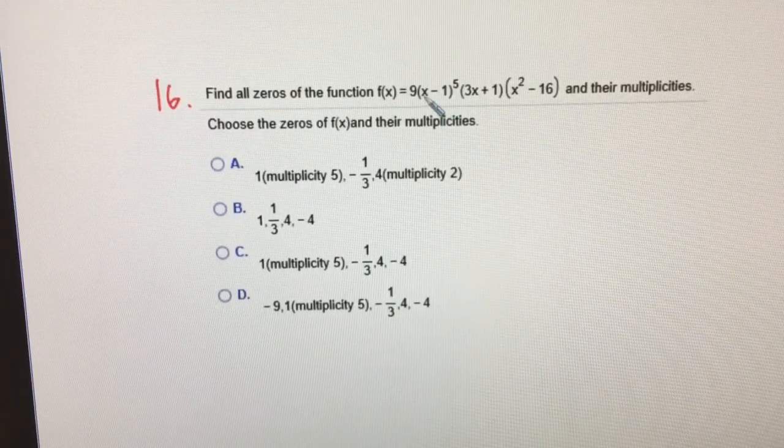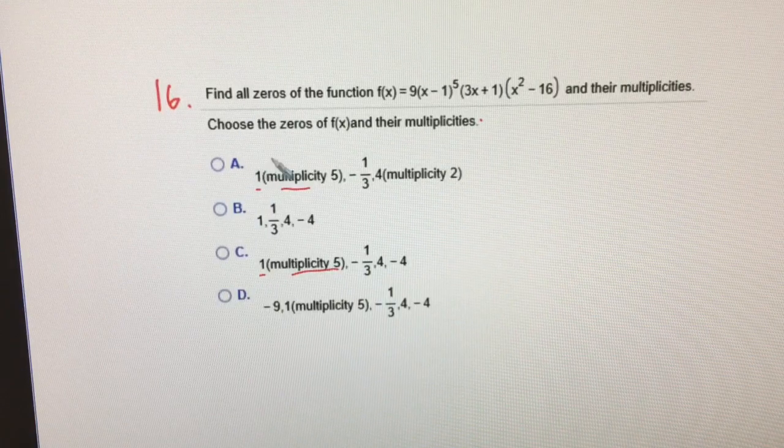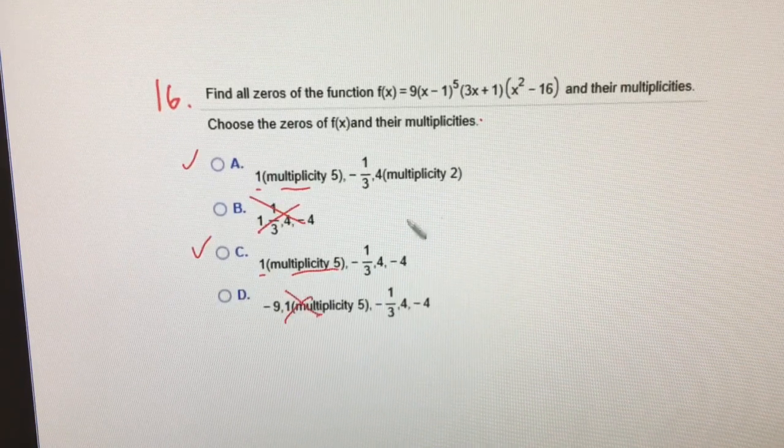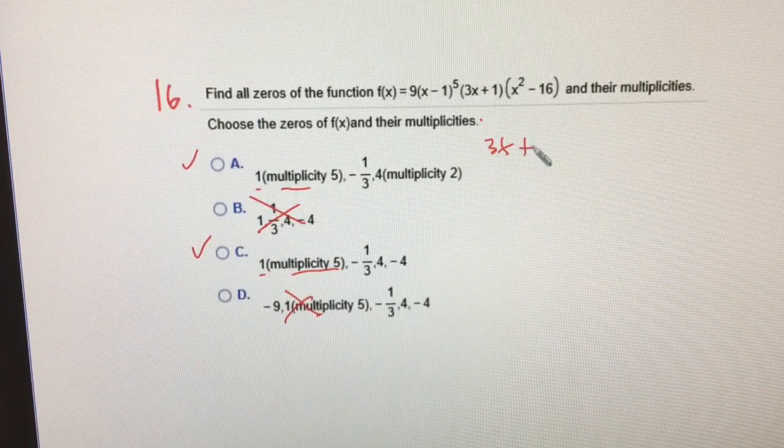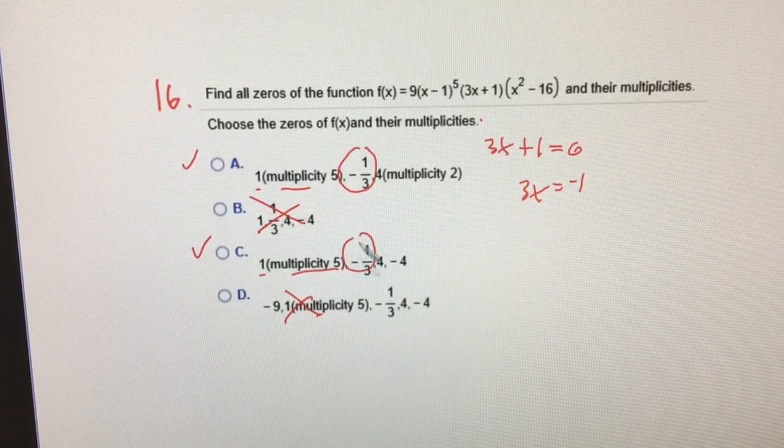Find the zeros. So what makes this quantity 0 is 1, but it's going to have a multiplicity 5. So right now I have 1 multiplicity 5, 1 multiplicity 5. It's a toss-up between A or C. I solved that. I set that equal to 0. 3x plus 1 equals 0. That's going to give me 3x equals negative 1, or negative 1/3. So once again, it's a toss-up between A and C.